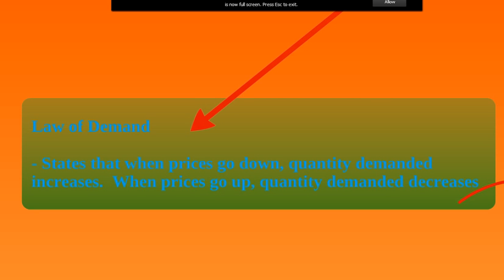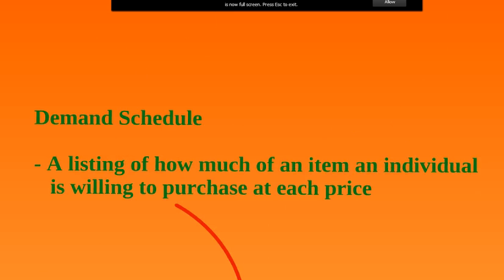The law of demand states that when prices go down, quantity demanded increases, and when prices go up, the quantity demanded decreases. So if the price of iPhones went way down, people would buy more of them. The quantity demanded would increase. Similarly, if they went way up, over $600 or something crazy like that, then nobody would want to buy them. It wouldn't be worth it. And so the quantity demanded would decrease.